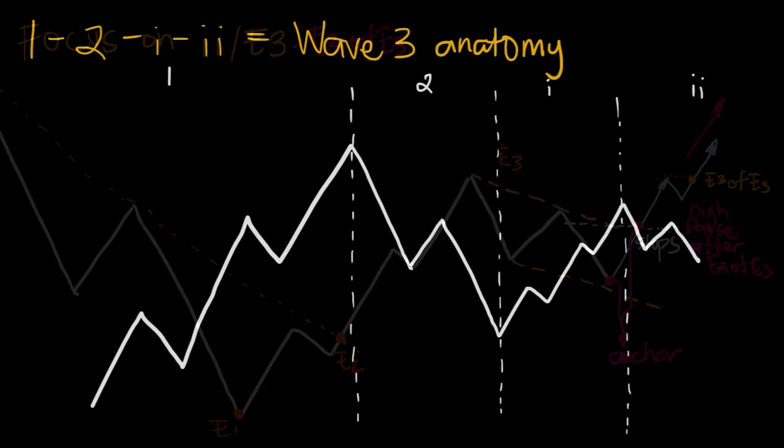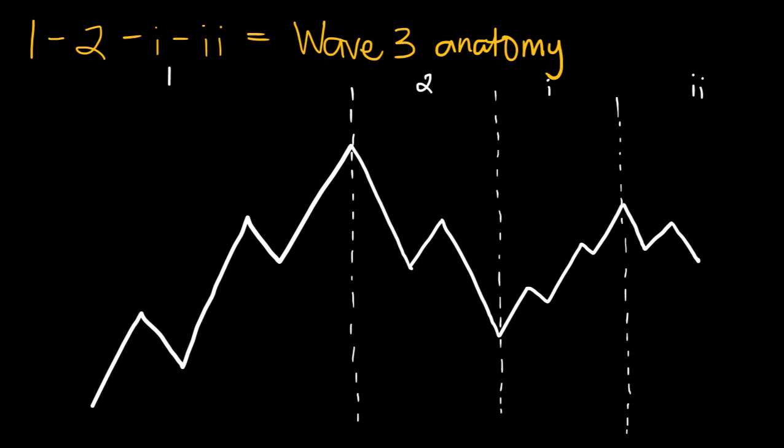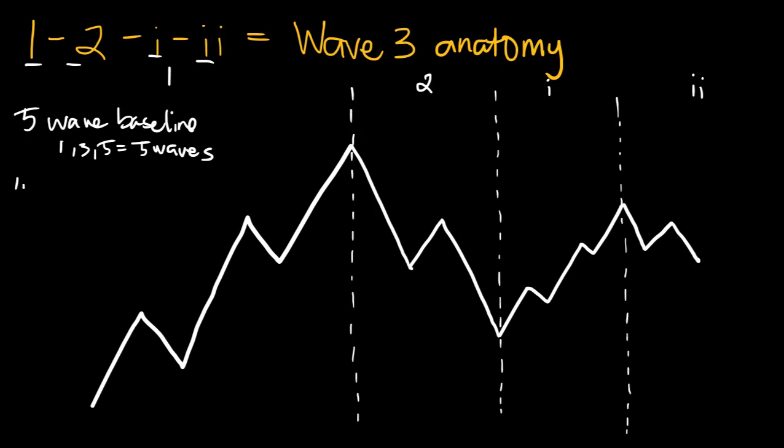In summary, the anatomy of a 1-2-1-2 combo is as follows. The 5-wave baseline consists of the first, third, and fifth waves all being 5 waves. Waves 1 and 5 could be diagonals or impulses, while wave 3 should always be an impulse.